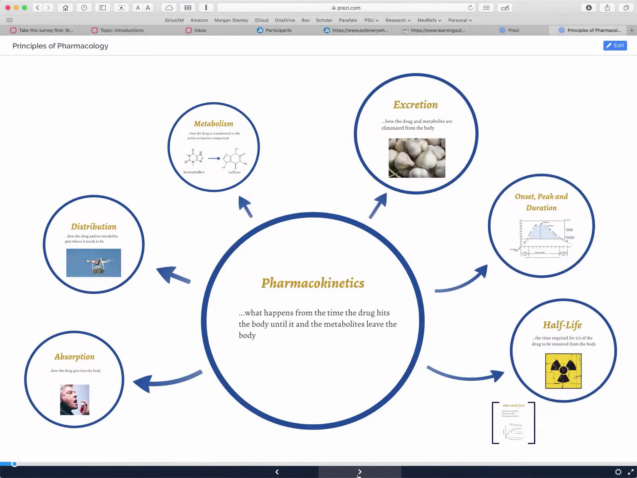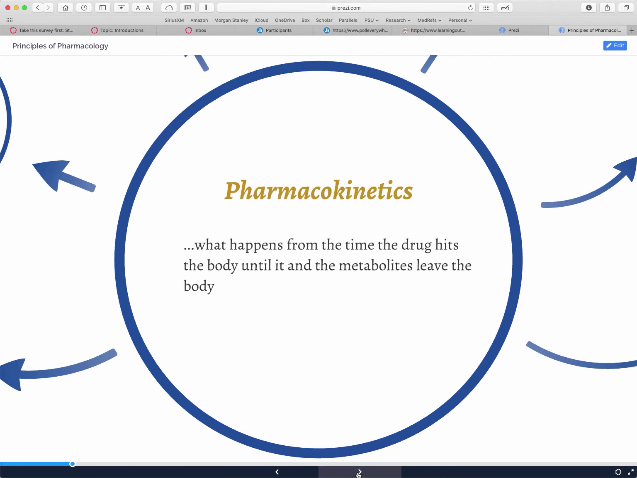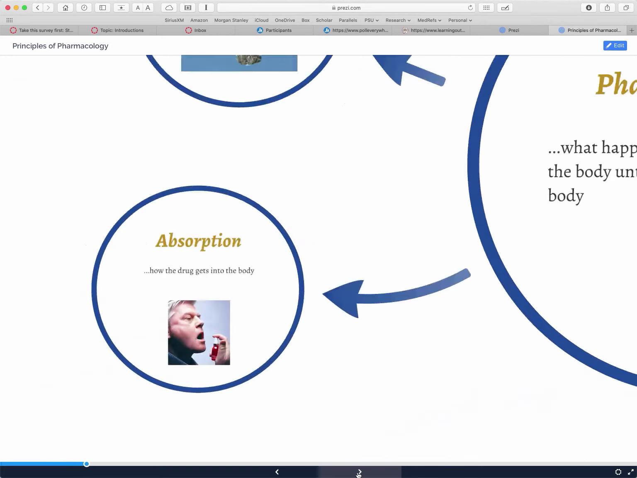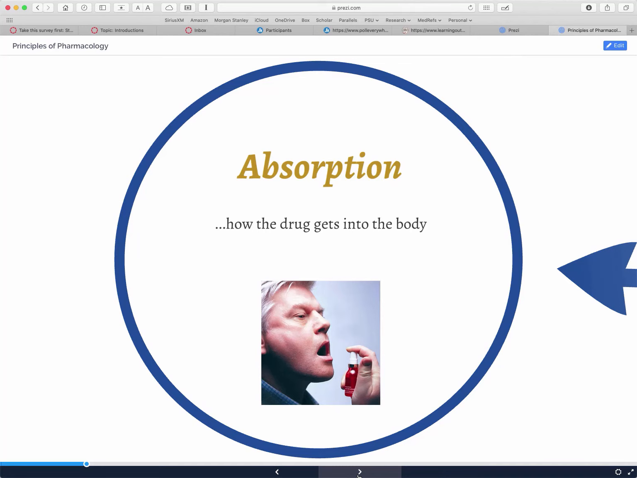What we're going to talk about first is pharmacokinetics. This is what happens from the time the drug hits the body till it's gone. All right, so let's get back to pharmacokinetics. This is, again, what happens from the time the drug hits the body till both the drug and its metabolites leave the body.